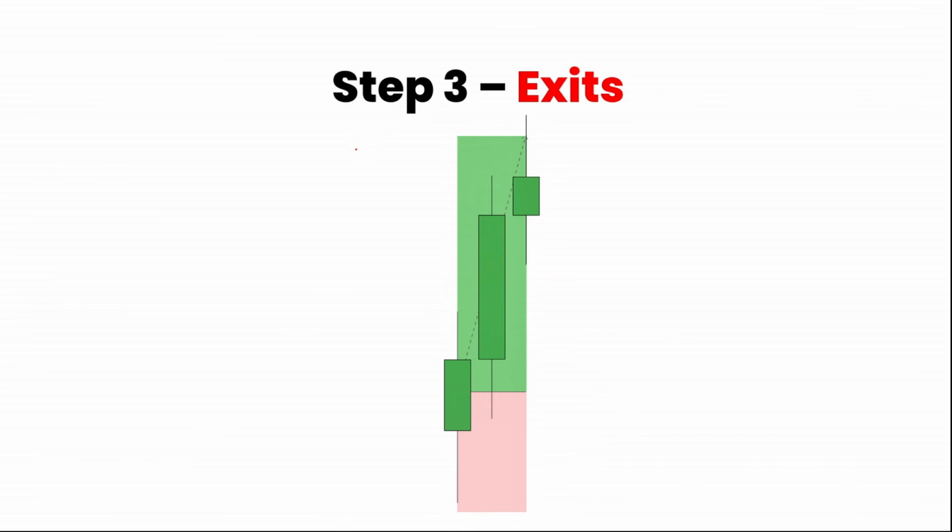Step 3 is now exits, both on the stop loss as well as on the take profit side. On the stop loss, we've said we need to measure 38.2 of this particular candle. After measuring that 38.2, we need to set a pending order at the 38.2 fib retracement level. After that, we want to enter with our stop loss right below the low of that particular candle, and then the take profit at twice what we have risked.